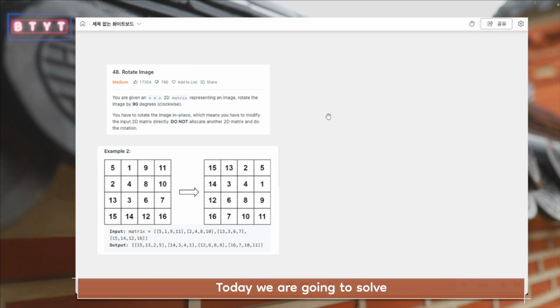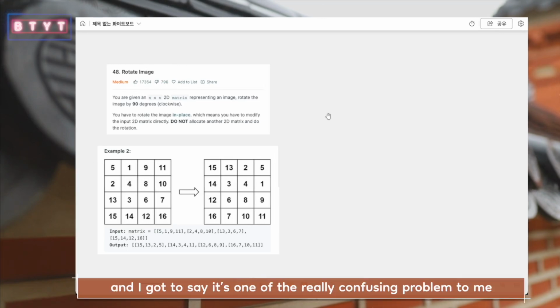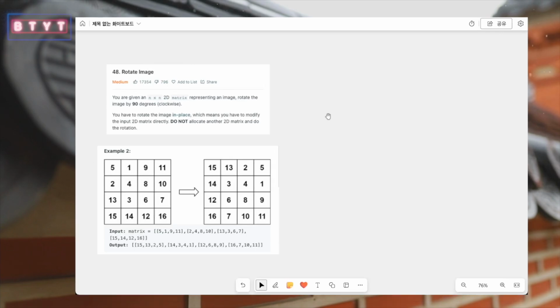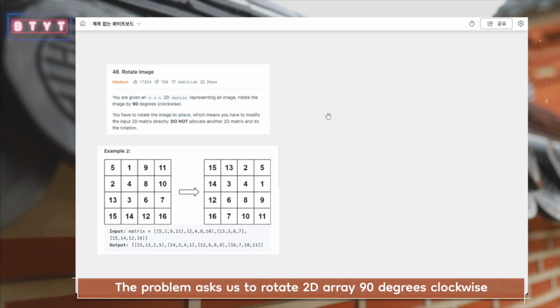Today we are going to solve LeetCode problem number 48, rotate image. Actually, it's rotate square 2D array. And I gotta say, it's one of the really confusing problems to me. The problem asks us to rotate the 2D array 90 degrees clockwise.